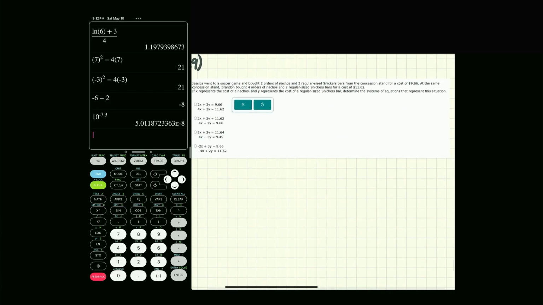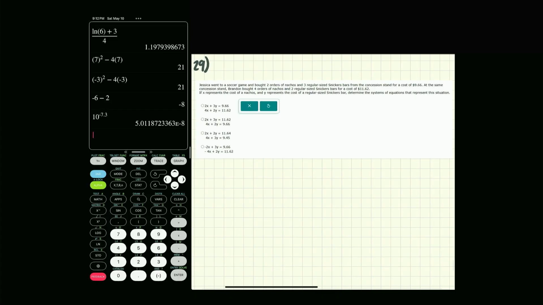Finally, 29, let's see here. 29 is a word problem, but again, it's not asking us to solve. They just want us to determine the system of equations that represent the situation. So if Jessica goes to a soccer game and buys 2 orders of nachos, 3 Snickers bars for $9.66, we can set up an equation for that. 2 nachos, 3 Snickers bars, 2x plus 3y equals, what was the cost? $9.66.